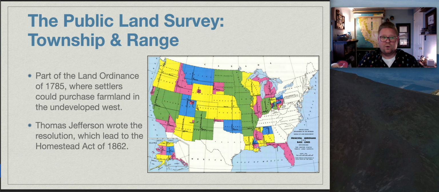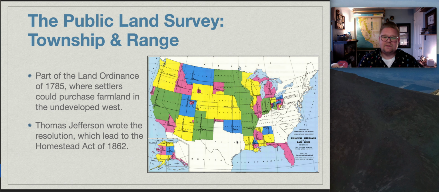So as part of the Land Ordinance of 1785, where settlers could purchase farmland and move out west, they needed a way to really mark out the unknown territories. So Thomas Jefferson wrote the resolution, which led to the Homestead Act of 1862. And what it did is that we knew that there was land out there, but we didn't know how much. So we weren't going to try to mess with a normal grid system of latitude and longitude.